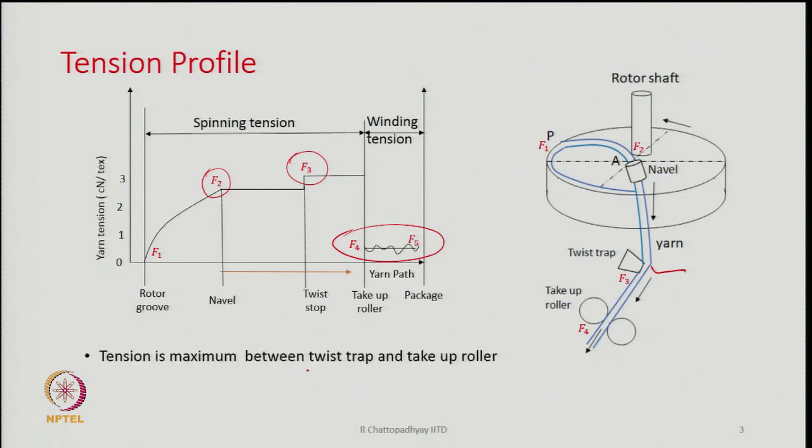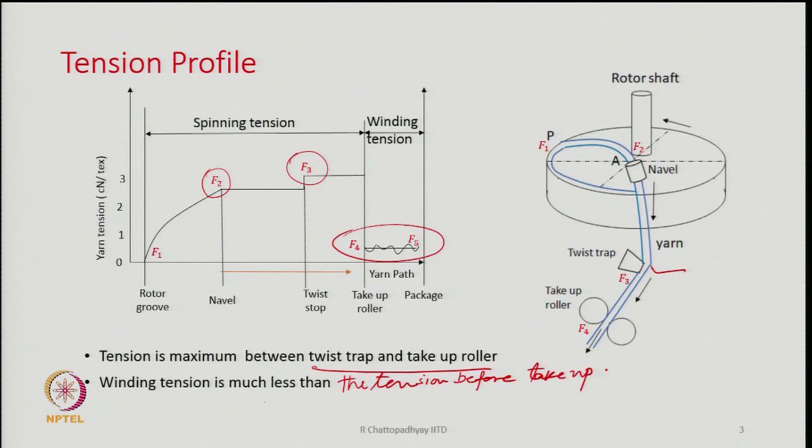So, tension is maximum between the twist stop and the take up roller, and winding tension is generally much less than the tension that we see before it arrives in the winding zone. So, winding tension is much less than the tension before the take up roller.